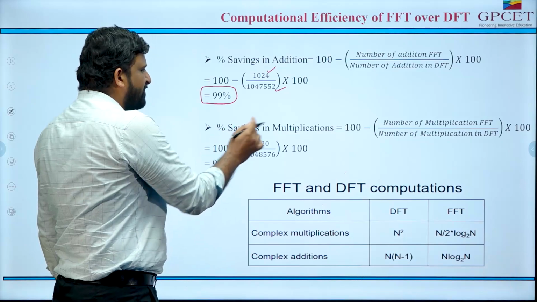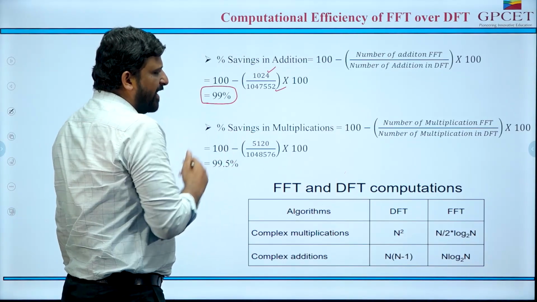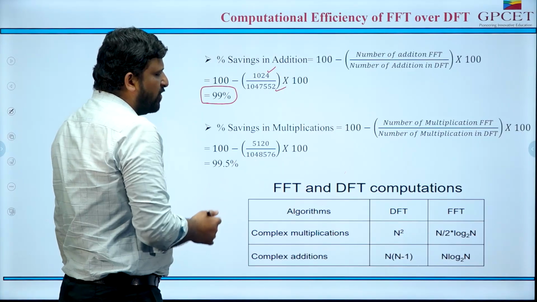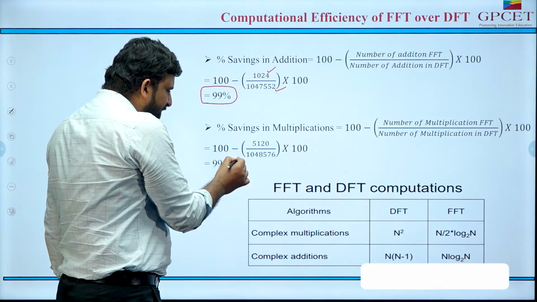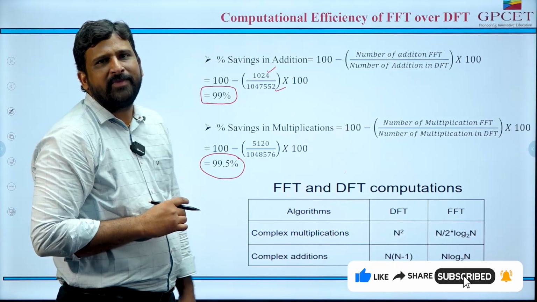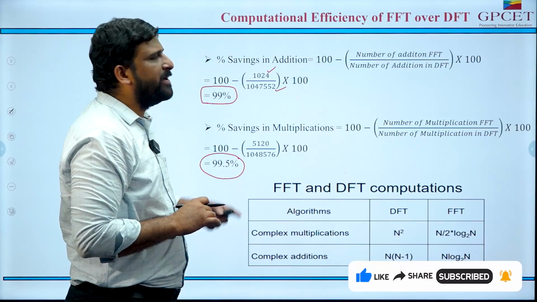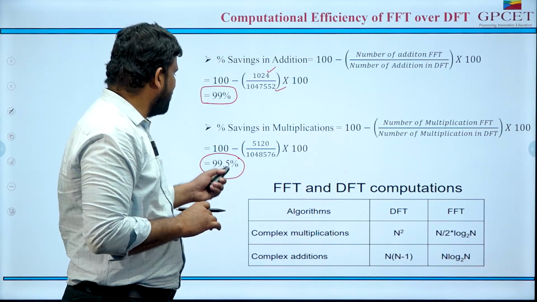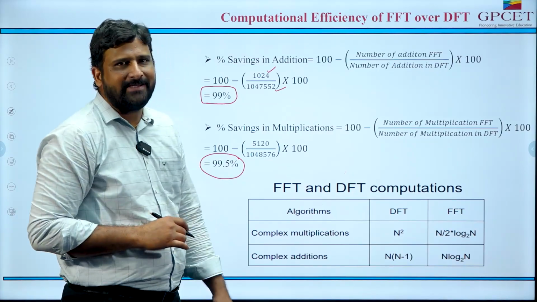Similarly, how much saving in the multiplication? The number of multiplications we have seen in the previous table, 5120 for FFT and 1048576 for the multiplications in the DFT. So by solving this, 99.5% saving happens in the FFT. If I use FFT over DFT, 99% saving in the addition and 99.5% saving in the multiplications happens.